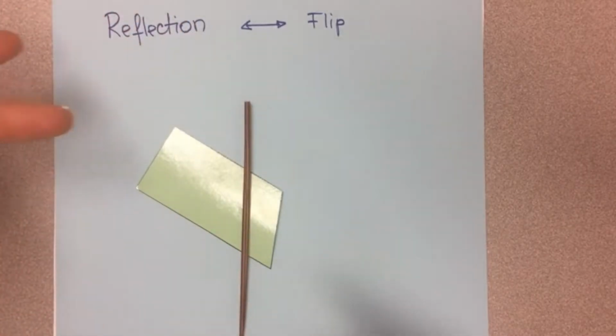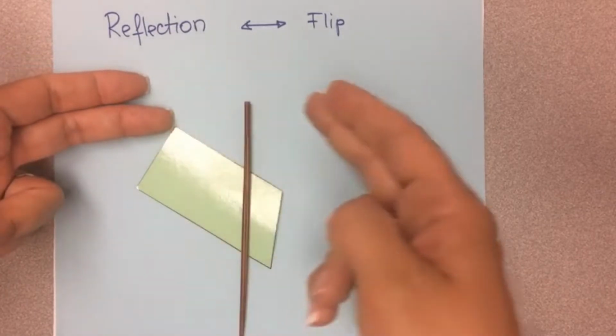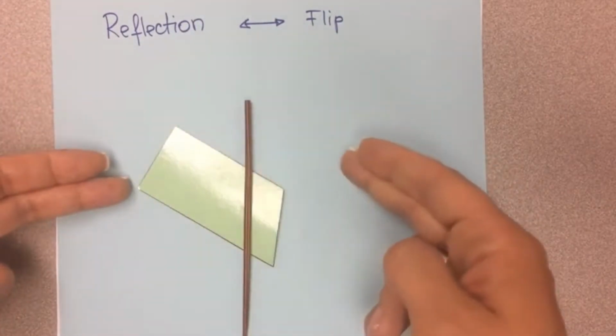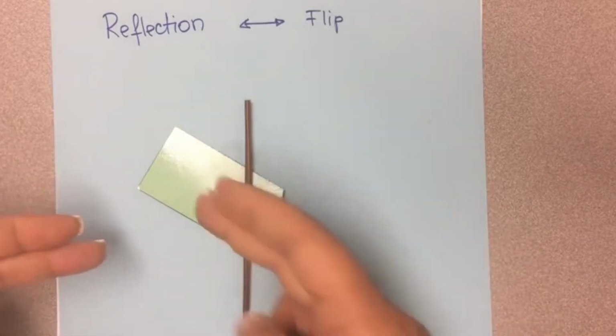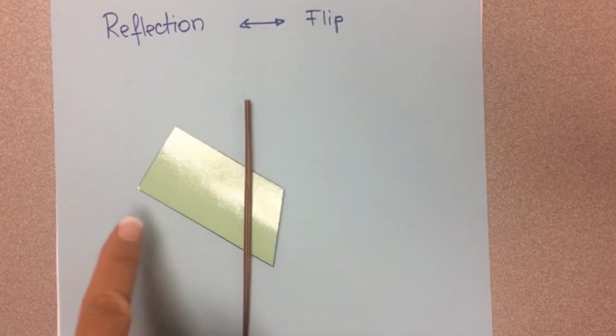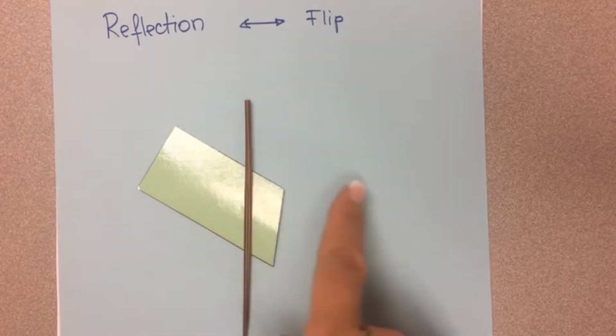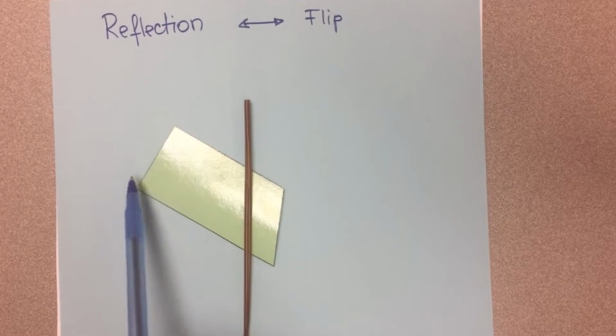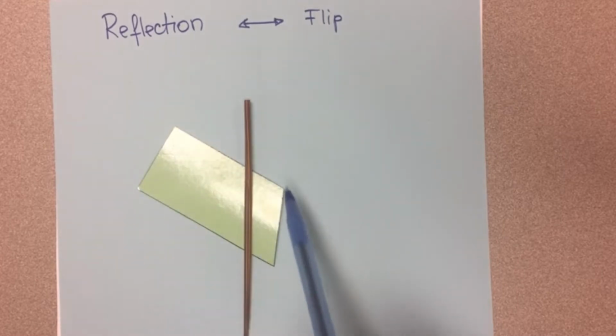So the pre-image and the image have to be moving every vertex the same distance to the reflection line and away from it. So these two vertices will be on this side, and these two vertices will have to move over to that side.